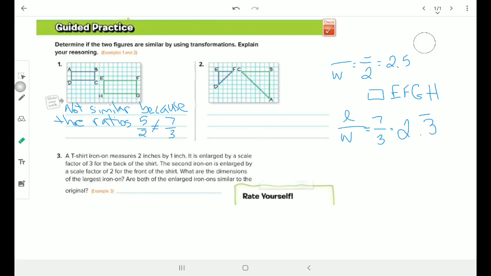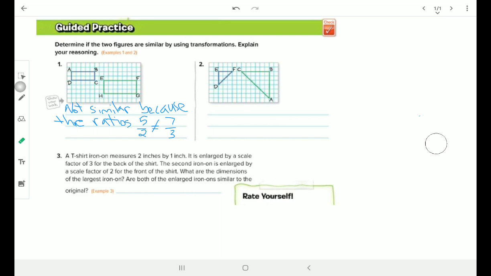So on number 2, we have triangles now. So we're not going to be using length and width. We're going to be using base and height. So remember, on a triangle, base and height are these sides that make up the right angle. So let's find the right angle, which is here. The right angle of triangle DEF, we'll go base to height. The base is 3, and the height is also 3, which 3 over 3 equals 1. So triangle DEF has a ratio 3 over 3, which is 1.